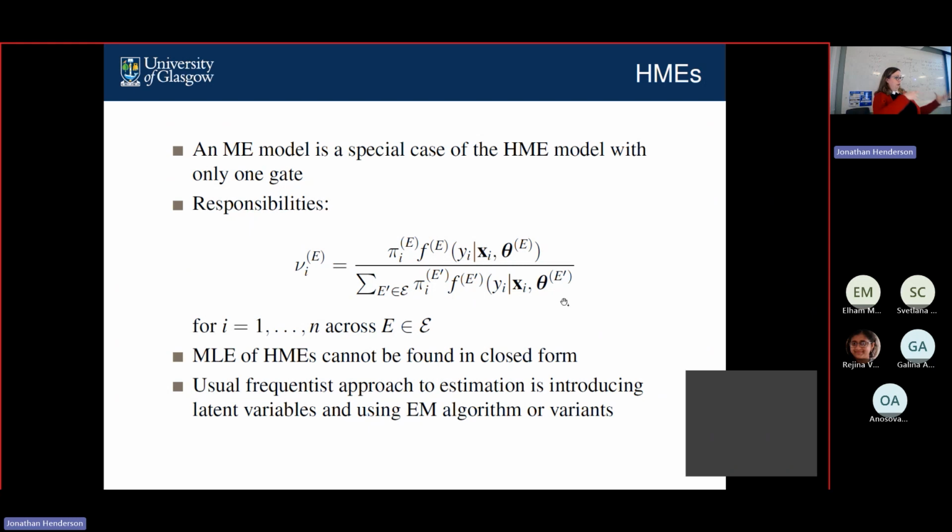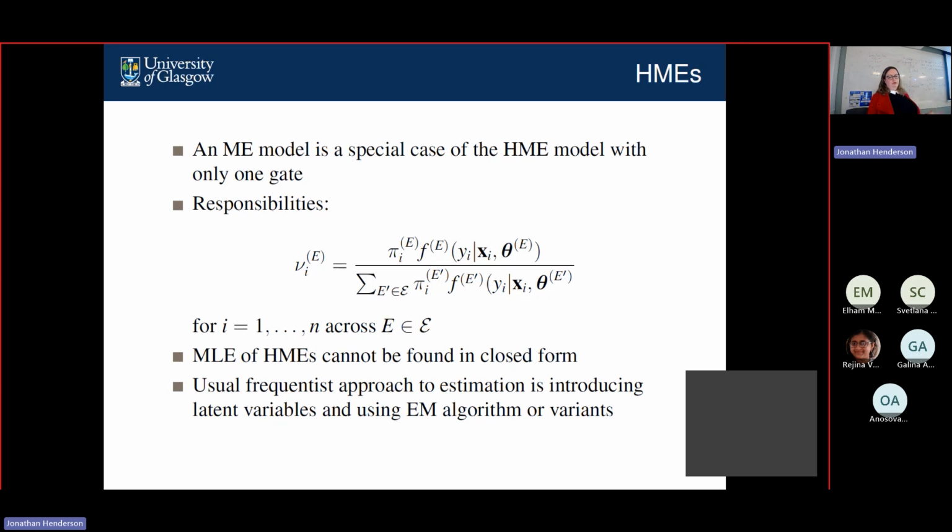So we're interested in how each of these contribute to what we would predict for those particular observations. The downside of HMEs, and I'm going to stop saying hierarchical mixture of experts and just use HMEs from now on, is you can't really find the maximum likelihood in closed form, which is a pain. You can do numerical optimization, obviously, but the usual frequentist approach to estimation is creating some latent variables and using the expectation maximization algorithm or variants of that to solve it.